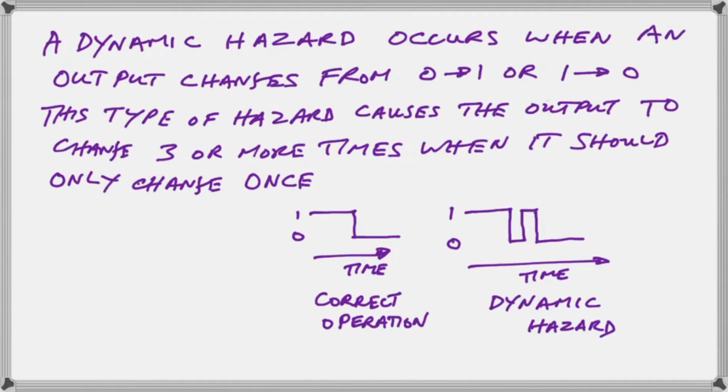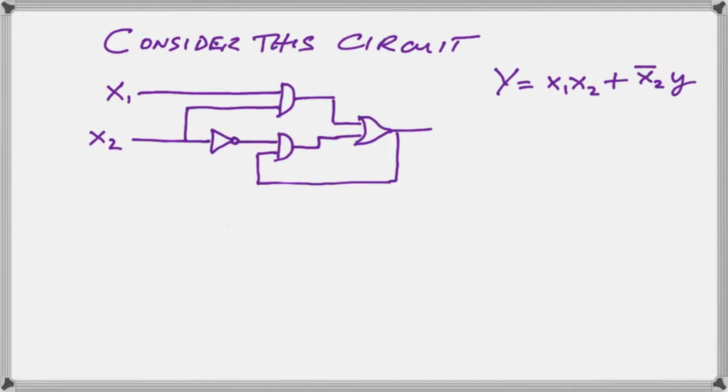The other and last type of hazard that we're talking about is a dynamic hazard. A dynamic hazard occurs whenever you're getting a switch from 1 to 0 or 0 to 1. That's why it's called dynamic. This type of hazard causes a brief pulse at the point where the switching occurred. The diagram there is perfectly clear. We're going from 1 to 0, but we don't get a clean 1 to 0. We get a little blip, and that's called a dynamic hazard.